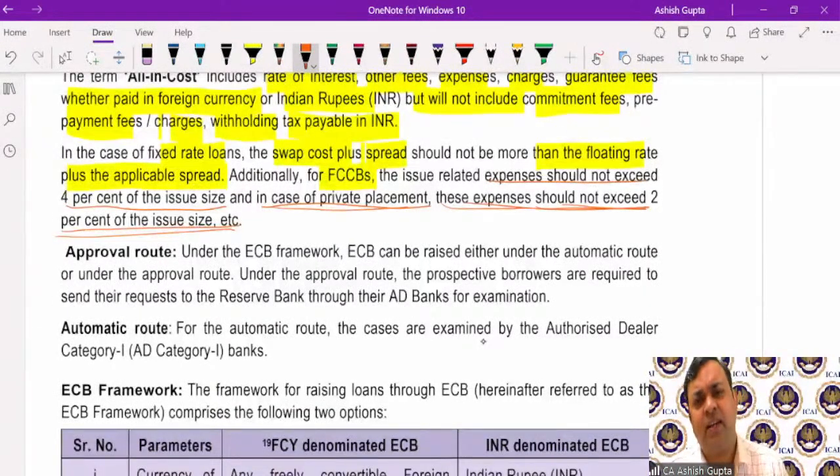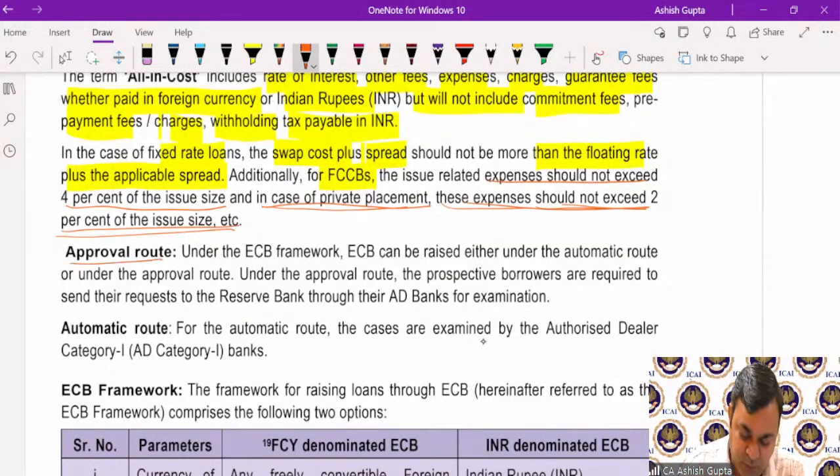Now, in the ODI concept, we have already gone through two concepts, called automatic route and approval route. What is automatic route? Automatic route means we need to comply with conditions 1, 2, 3, 4, 5 as prescribed by the authorities, by the government, and then we can execute such a transaction. In approval route, we need to take the approval of the respective authority, either the central government or any concerned authority or Reserve Bank of India.